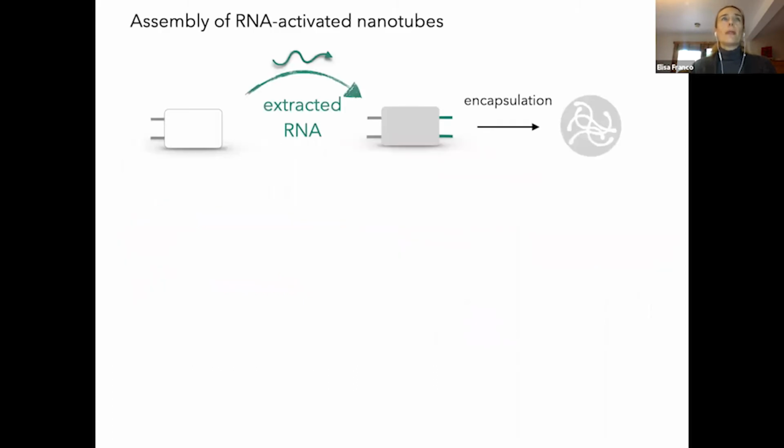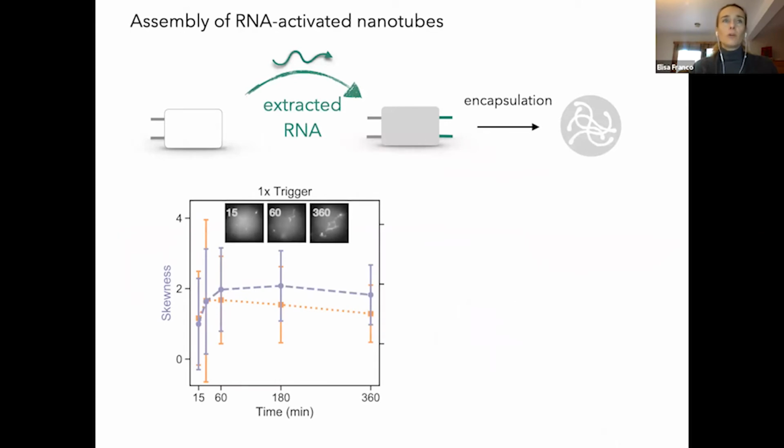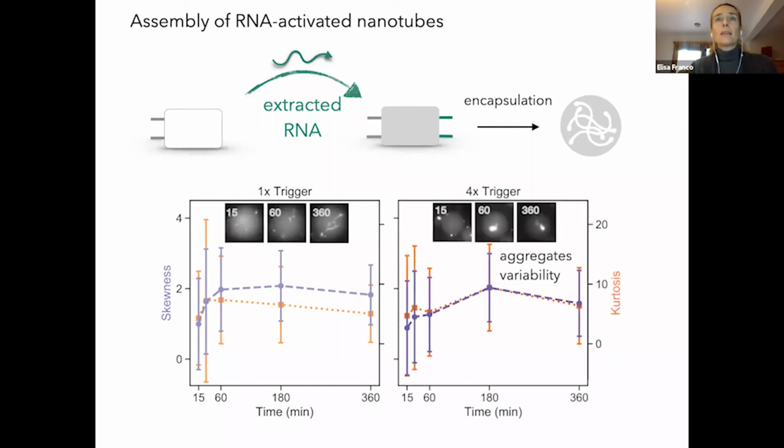Okay, so now we showed that this reaction, that first we characterized in bulk, can happen inside droplets. And here is an example of what you would obtain if you were to encapsulate RNA that has been extracted together with the tiles inside droplets. Now, one thing that we observed, however, is that if you have too much RNA, the assemblies are not as well formed. In fact, here you can see they basically reduce to aggregates. There are no nanotubes any longer.